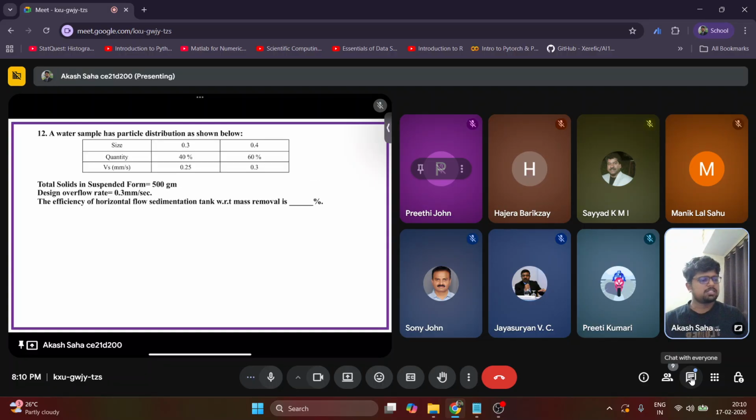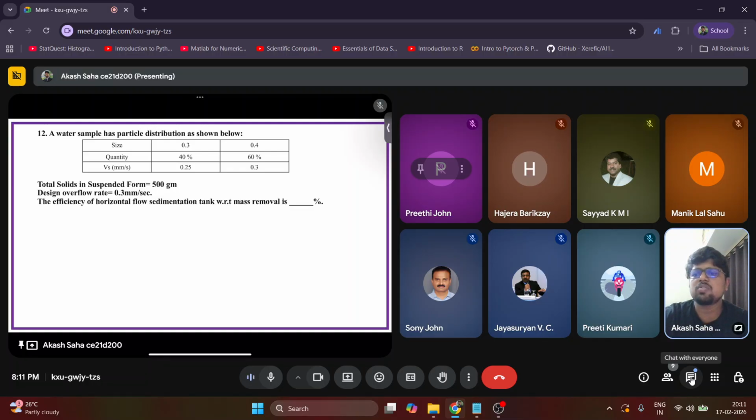This question is somewhat interesting. We have a water sample that has particle distribution as shown below. We have two different sizes, 0.3 and 0.4. The quantity of 0.3 size is 40%, and the quantity of 0.4 size is 60%. Now the settling velocity is also given. For 0.3 it is 0.25 and for 0.4 it is 0.3.